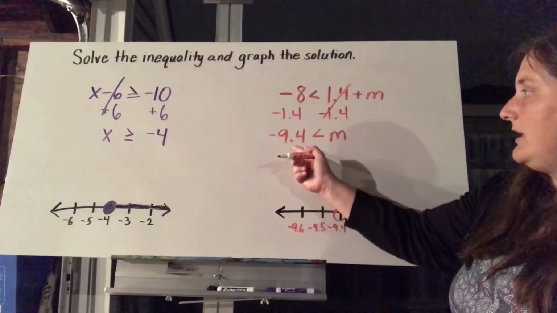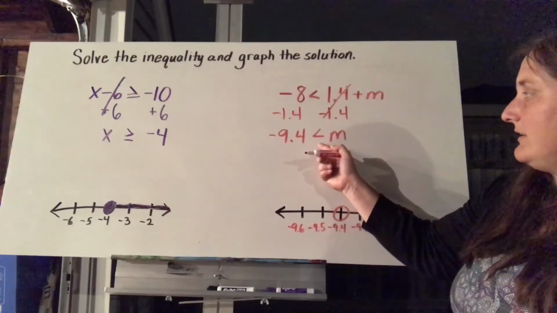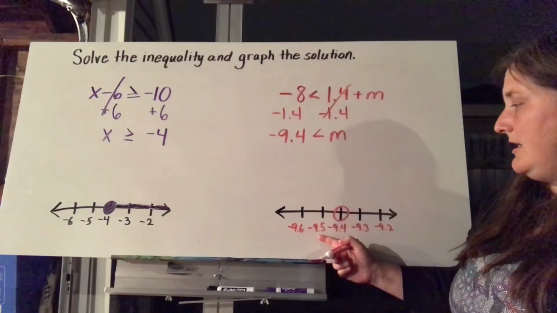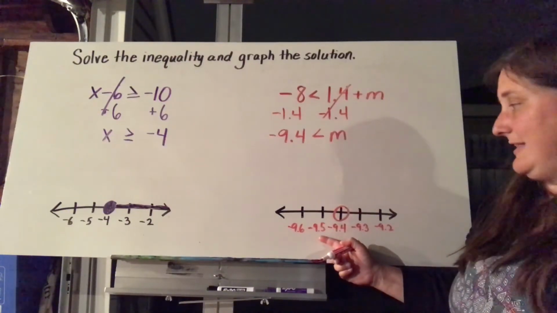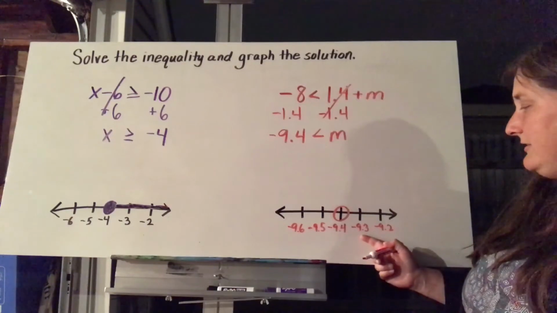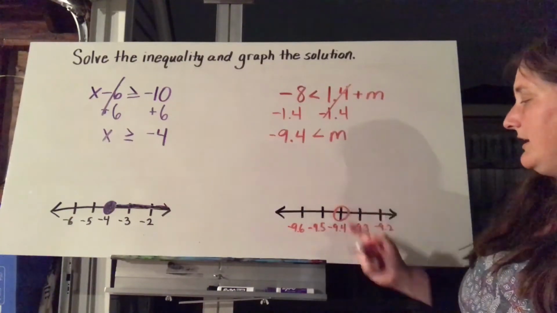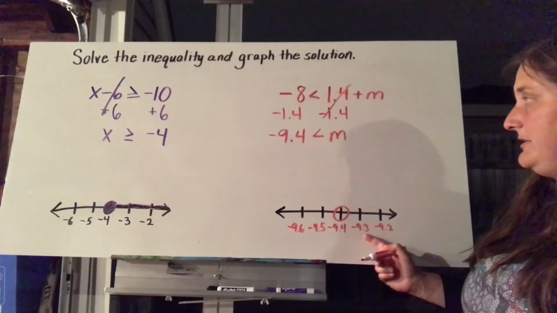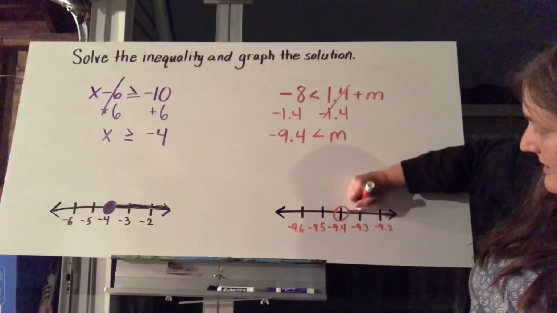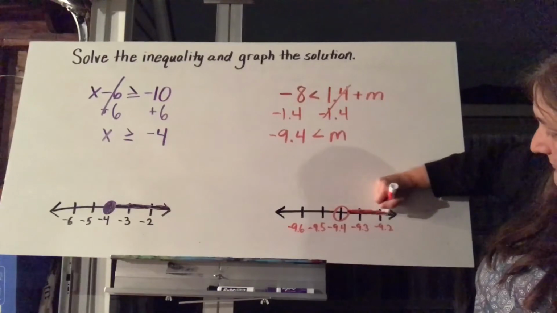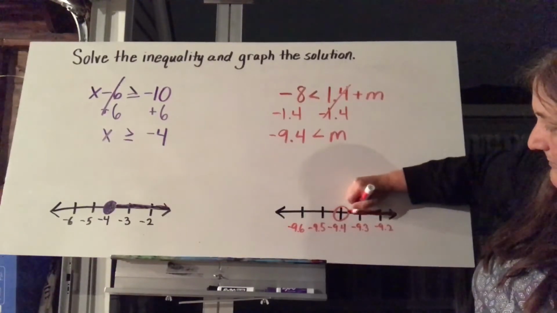So negative 9 and 4/10 is less than negative 9 and 5/10. That's not true. It's not less than that. So let's try this side. Negative 9 and 4/10 is less than negative 9 and 3/10. Well, that one is true. So I am going to highlight the values on this side of my inequality. These are the numbers that belong in my solution set.